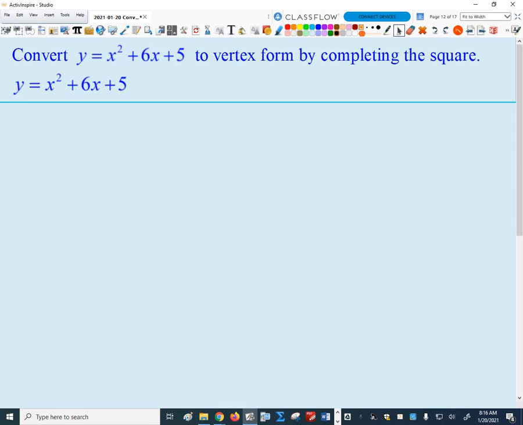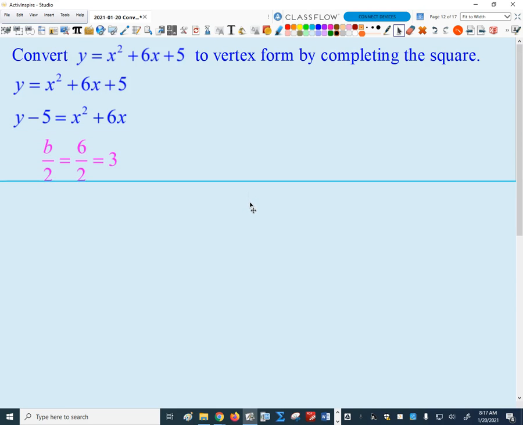Okay, so let's complete the square here then. So this one is already set equal to y. It could be f of x, doesn't matter. x squared plus 6x plus 5. We already did this one, but we'll go ahead and go through it again. Okay, so what's our first step?